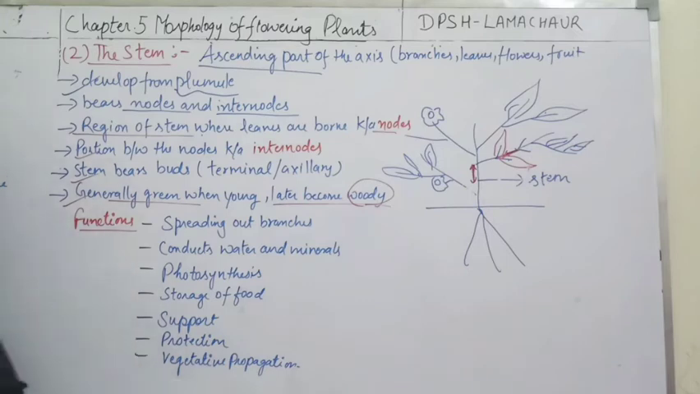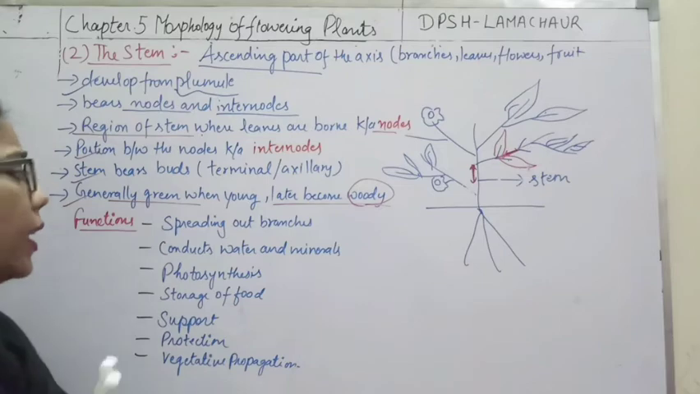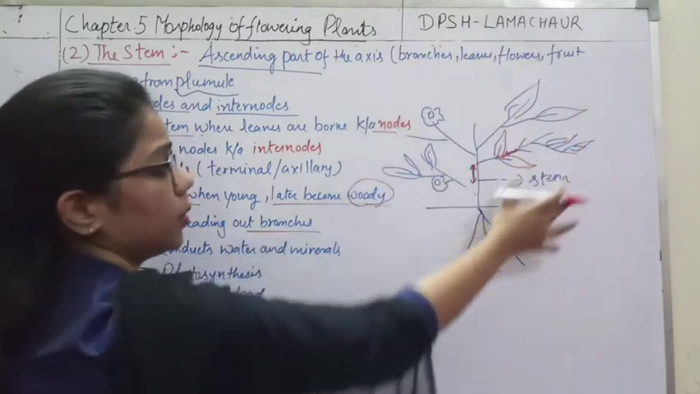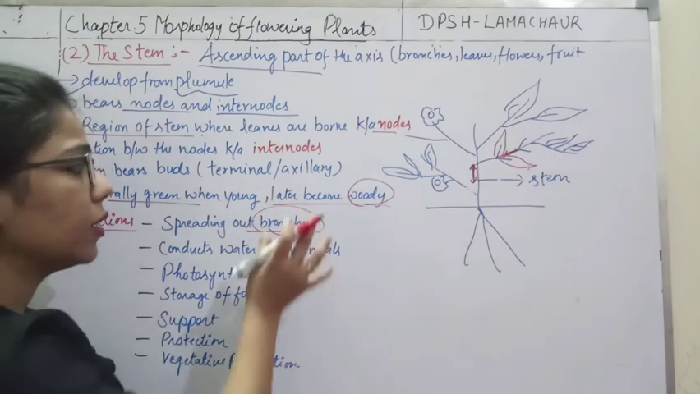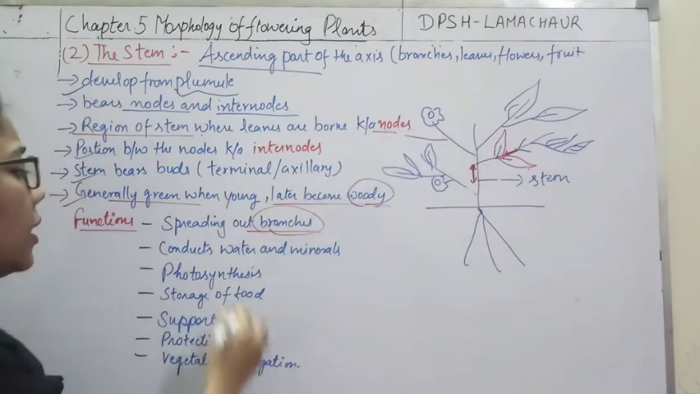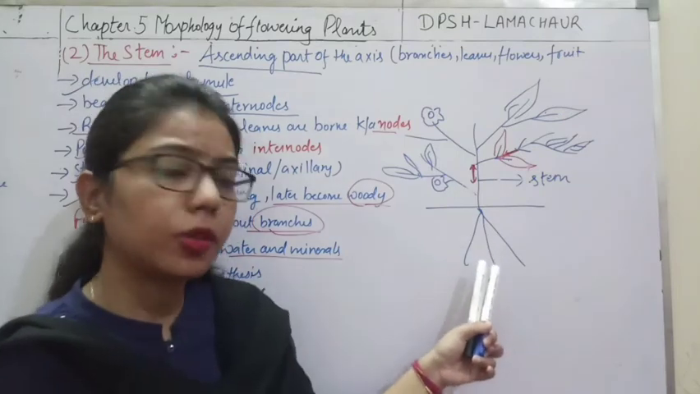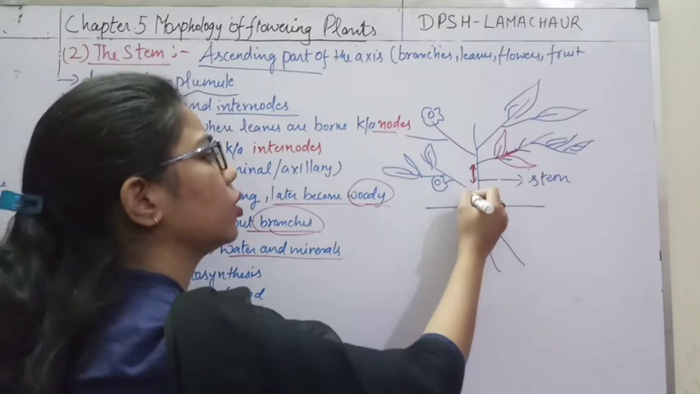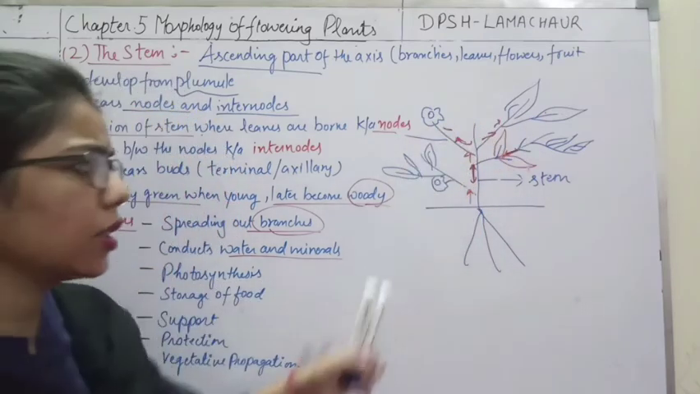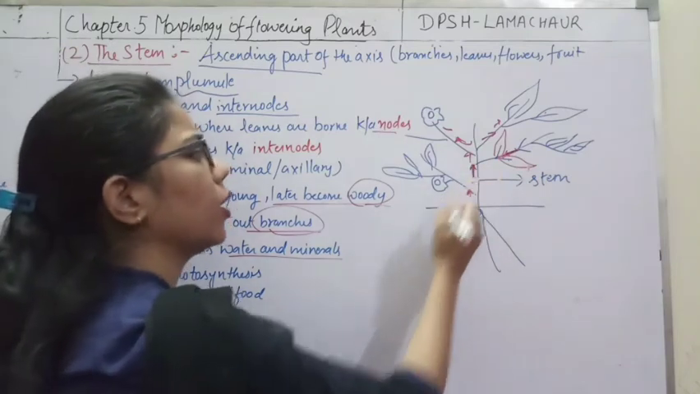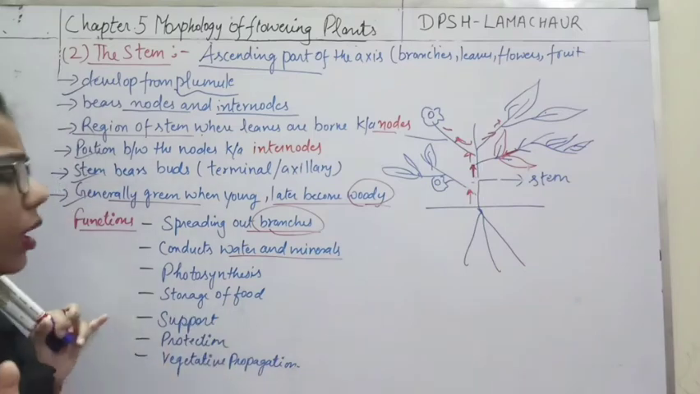Now let's talk about the functions. What is the function of the stem? We know that it provides branches. Because it is spreading up above, it provides the branches to the plant, and it also conducts water and minerals. Whatever water has been absorbed by the root should be transferred to the whole plant. So this transfer of water takes place with the help of the stem to all parts of the plant.